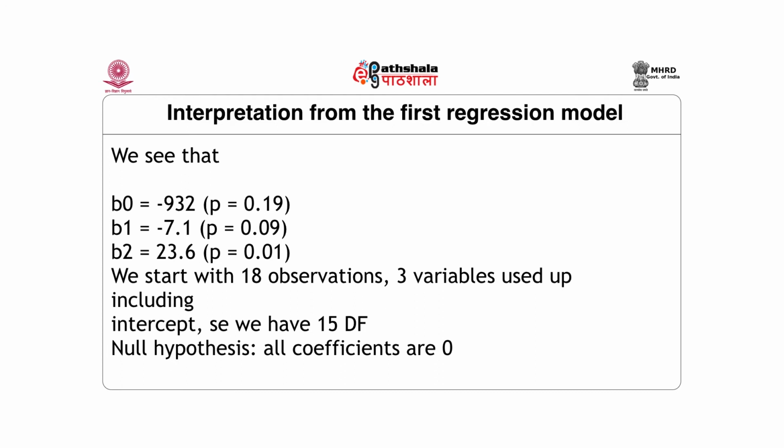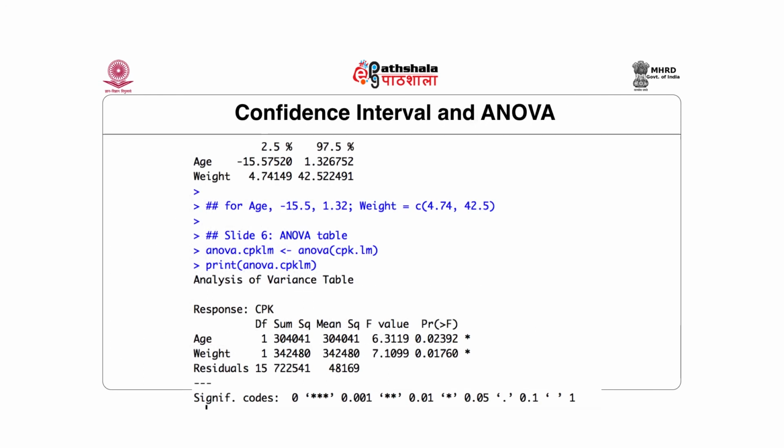The other thing that we can do is we can actually get an ANOVA table, and we can find what could be the confidence interval for each of these three variables. And it's very, very simple. You can see that the confidence interval for age ranges from minus 15.5 to 1.32, which means that the confidence interval itself traverses the value of 0, and therefore we say that we just don't know. It's very, very wide. The weight variable, of course, is also very broad, ranging between 4.74 to 42.5.